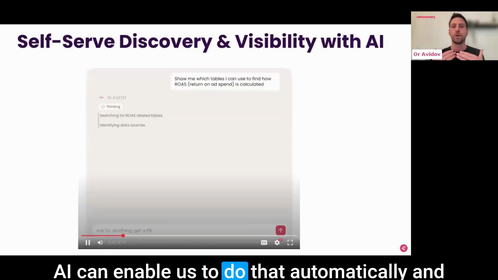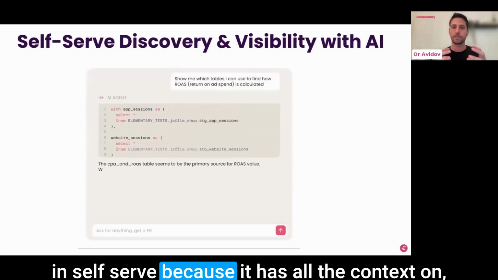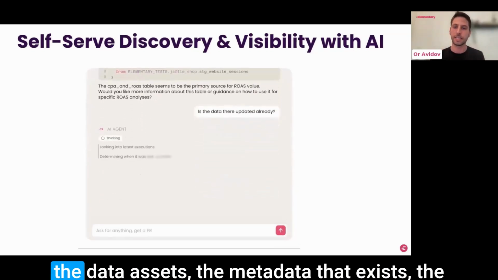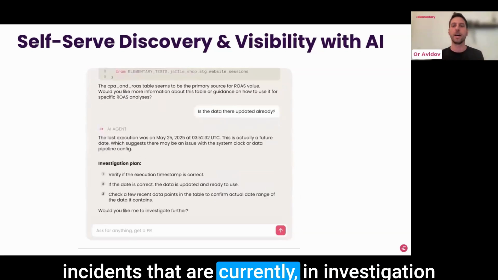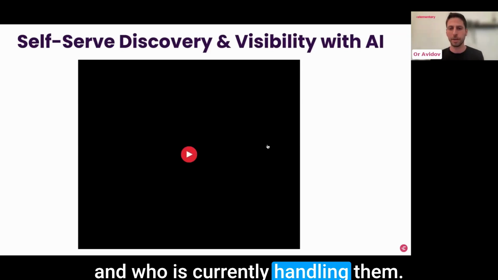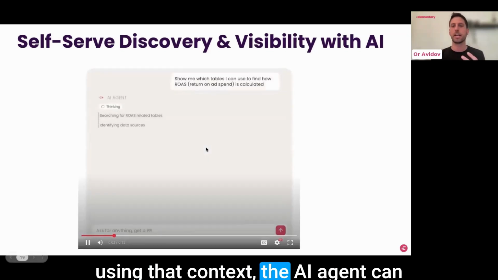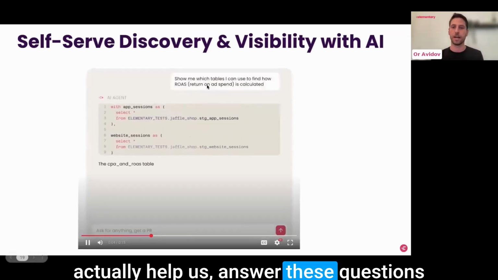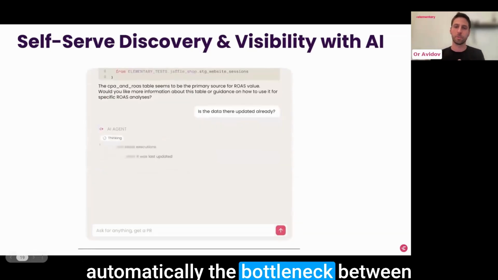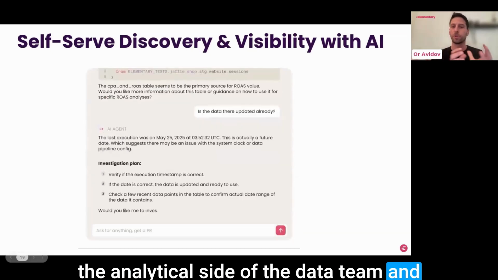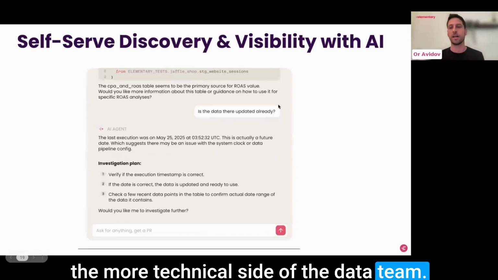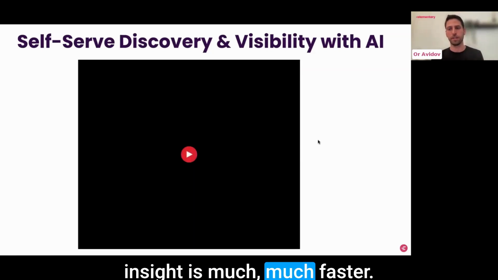AI can enable us to do that automatically and in self-serve because it has all the context on the data assets, the metadata that exists, the incidents that are currently in investigation and who is currently handling them. Using that context, the AI agent can actually help us answer these questions automatically, removing the bottleneck between the analytical side of the data team and the more technical side of the data team. And as you can see, the time to insight is much, much faster.